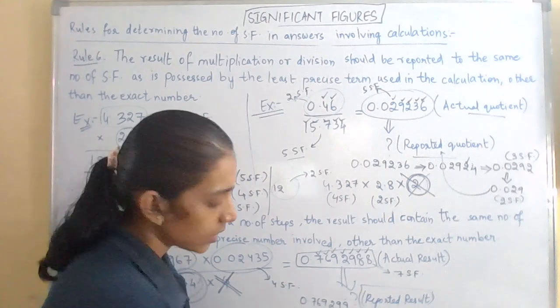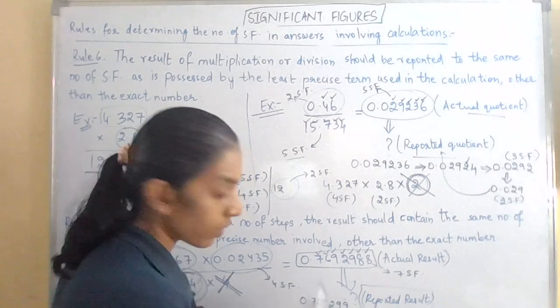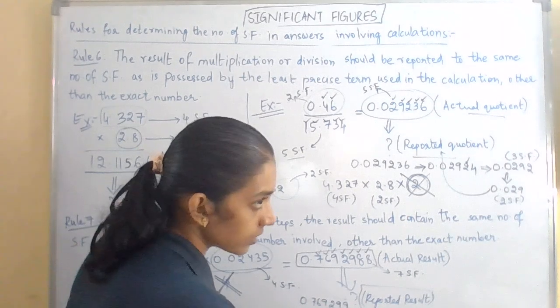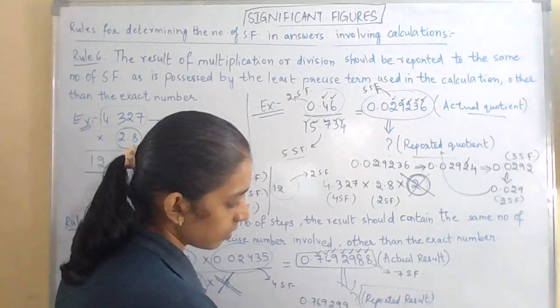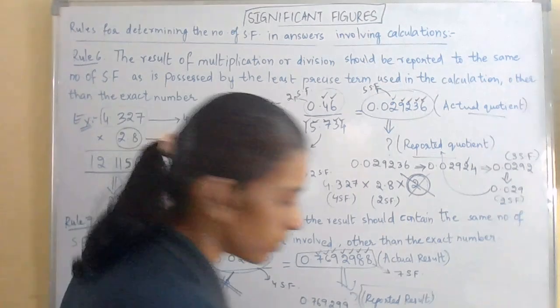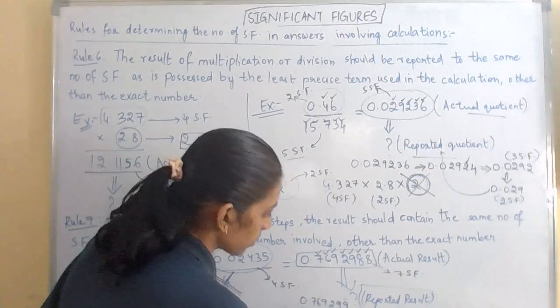0.7693. 3 is less than 5. I am rounding it off. 3 is less than 5. So 0.769. And you have to take 9 as it is. 9 is, I think, not visible. Okay, I'll write it.